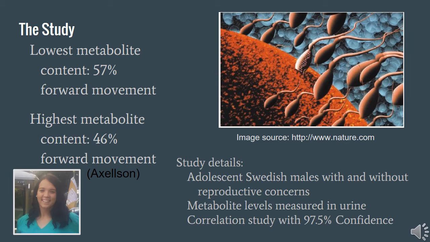This was a correlation study rather than a causation study, but in general, the higher metabolite levels coincided with less mobile sperm. The sperm of the males who were in the top quarter of exposure had 46% forward movement, while the sperm of the males who were in the lowest quarter of exposure had 57% forward movement. The difference in forward movement may be negatively associated with fertility.